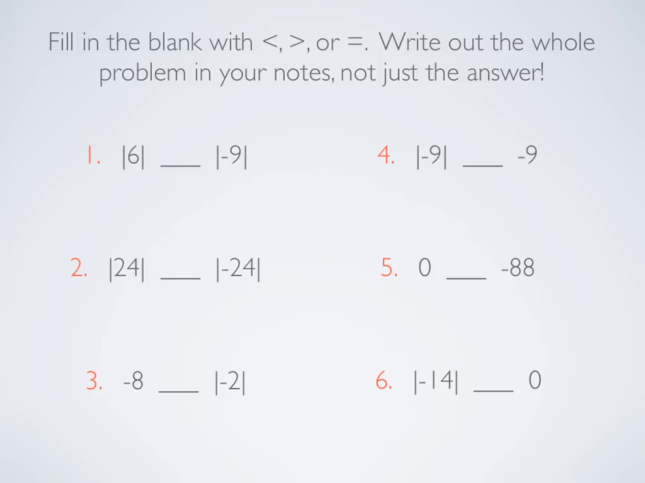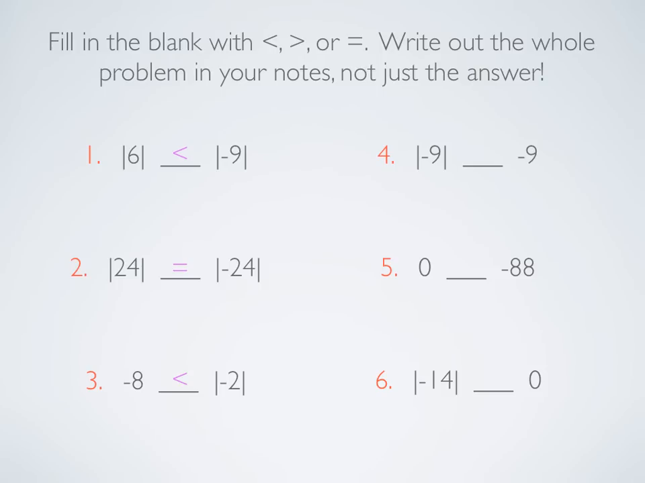All right, so let's start with number 1. Number 1, the absolute value of -9 is greater than the absolute value of 6. Absolute value of -9 is going to be 9. Absolute value of 6 is 6, so 9 is greater than 6. Number 2, those two are equal. They both are going to have an absolute value of 24. They're 24 spaces away from 0, just in opposite directions.